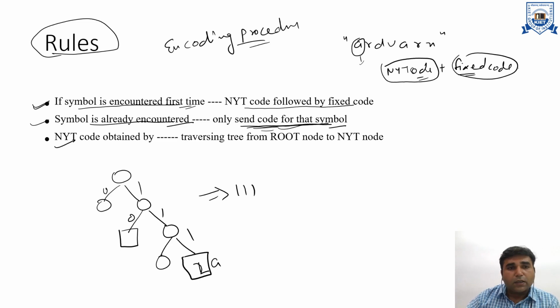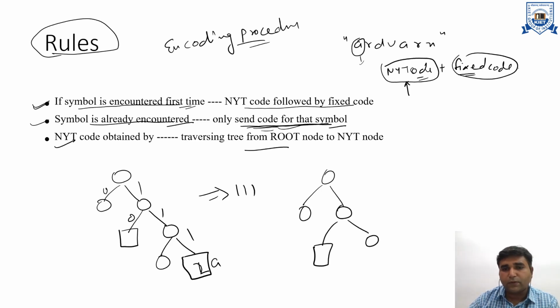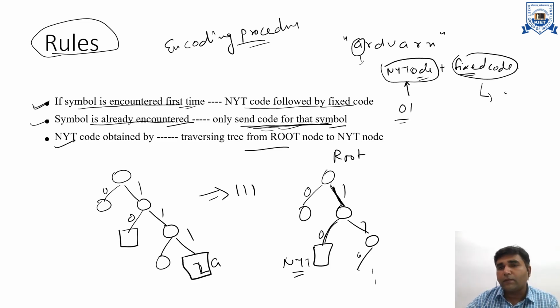Now come to the NYT code. The NYT code can be found by traversing the tree from the root node to the NYT node. Suppose we have a tree like this. This is the NYT node. To find the NYT code, we traverse from the root node to the NYT node, taking branches 0, 1, and so on. So if you traverse from the root node to NYT, the NYT code will be 0 then 1. And the fixed code can be found with the help of two conditions, which we will discuss on the next slide.